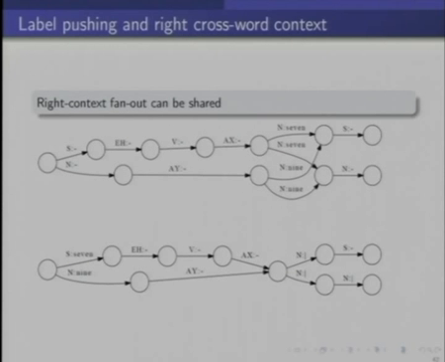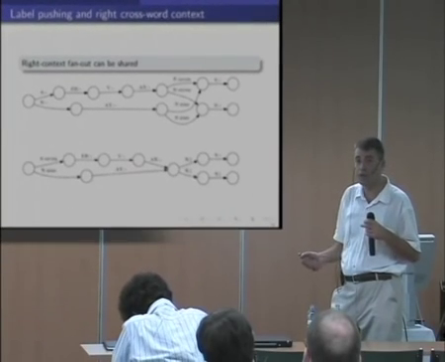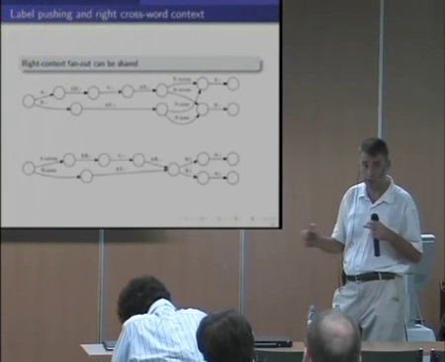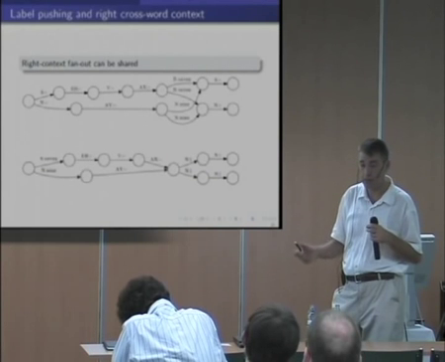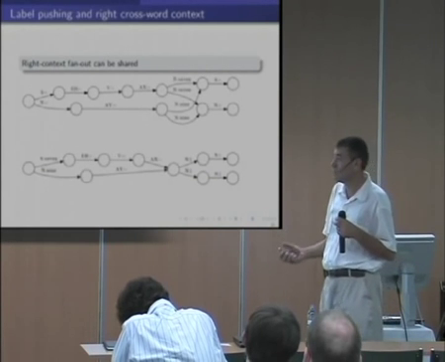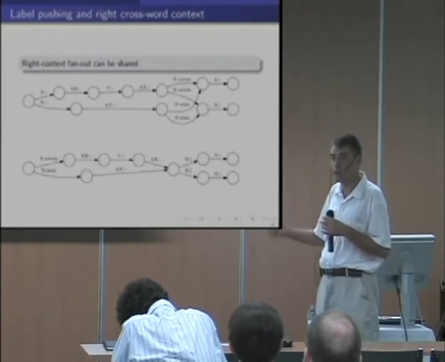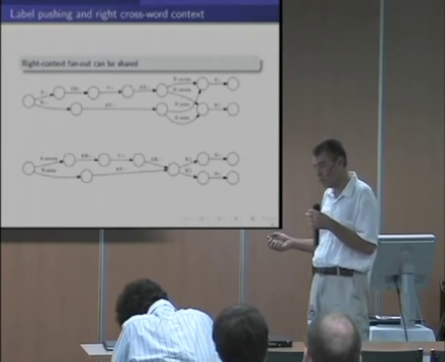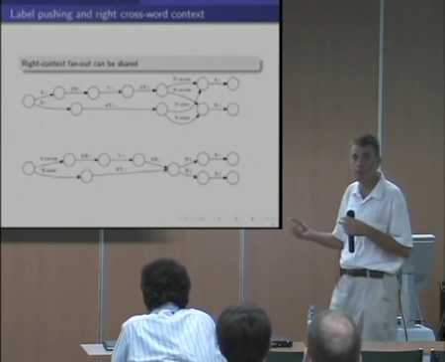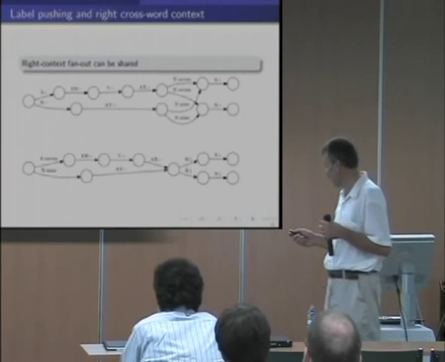So word label pushing was really important, not only for natural sharing of tails because they have the same phonetic sequence, but to reduce the graph size, because the fan out in the right crossword modeling would really blow the size of the graph.